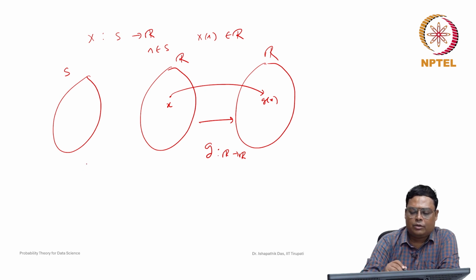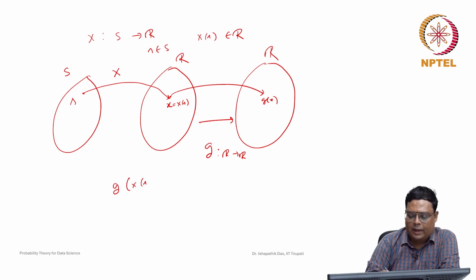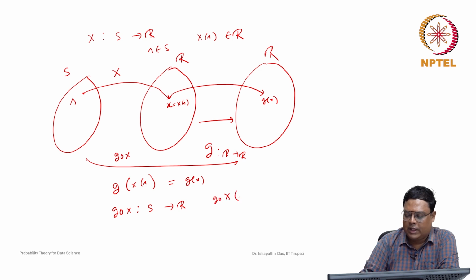For a particular value, let us assume that s is going to x under this random variable X. So x is nothing but X of s. Now what will be g of X of s? g of X of s will be nothing but g of x. So this is again a function. If you consider this composite function g composite X, it is defined as a function from S to R. Any value s in S goes to g of X of s, which is again a real number.